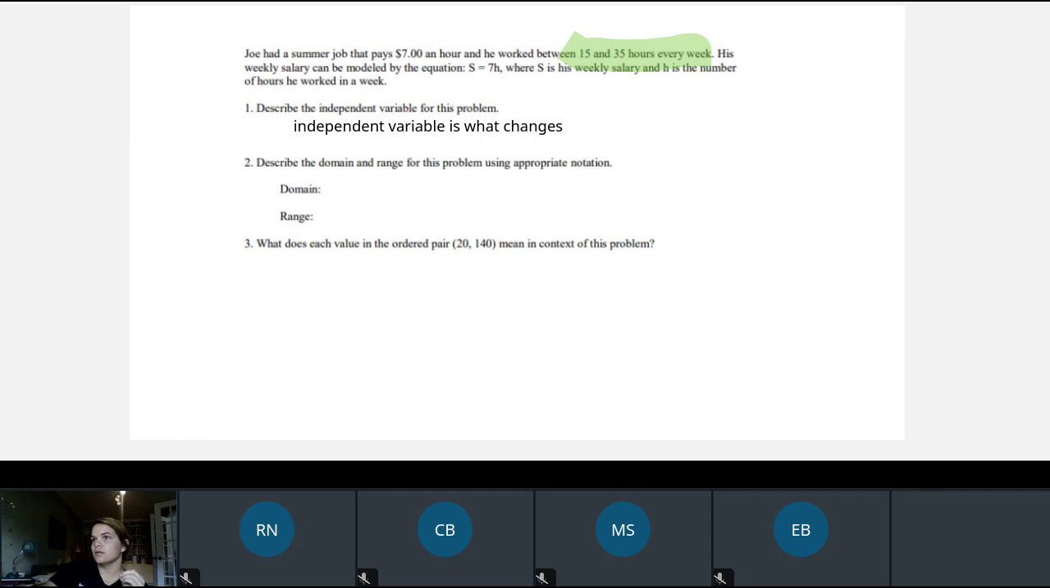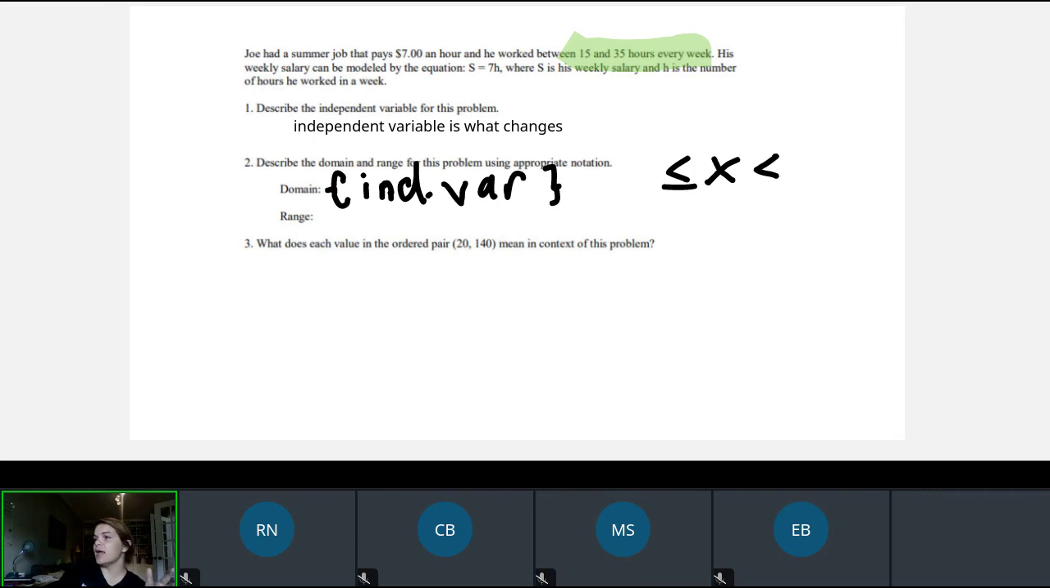Okay? Your domain is going to be what your independent variable could be. It's the independent variable, but it's the numbers, right? So if the independent variable was hours, what could it be? Okay? It could be the hours. You're going to write it again, domain, because hours, you could work 15 and a half hours. Okay? That means it's going to be written as an inequality.